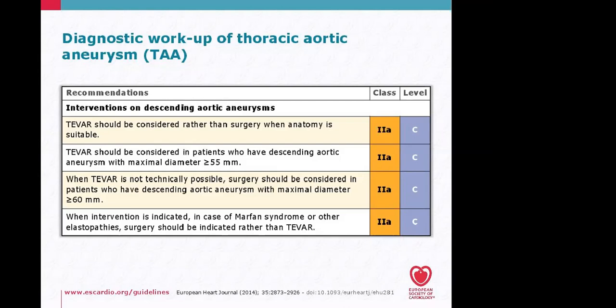I need to follow him closely, with serial echo plus serial CT chest. If he reaches 5.5 or develops severe aortic stenosis or AI, at that time he needs to undergo surgical intervention. Okay, but there is no surgical intervention now. I agree with you, but this patient needs medical intervention.